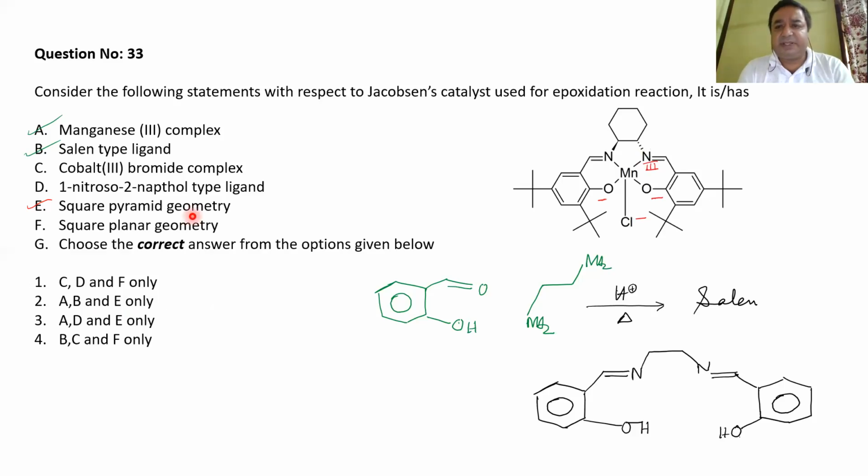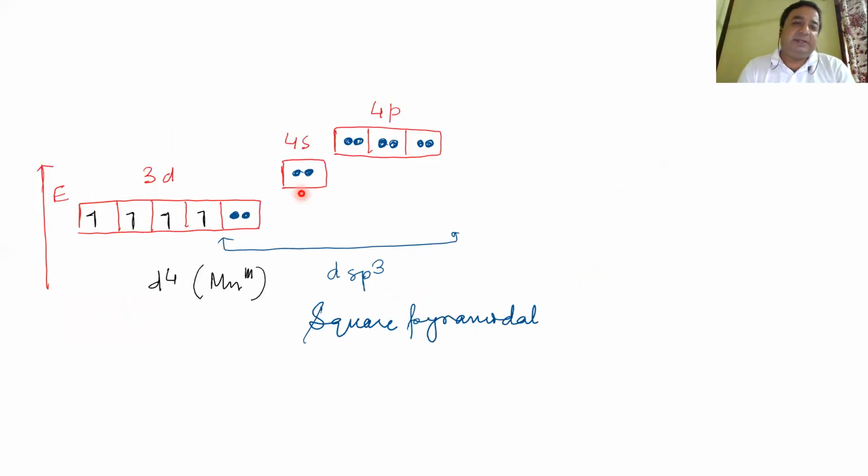Just keep remembering that N donors and O donors are obviously weak field ligands. So in most cases this will be a high spin complex, and manganese has an oxidation state of 3. That means it is a d4 system. So all you have to do is fill up the electrons in the d orbitals, that is the 3d, and then fill in the 5 electrons coming from the ligands.